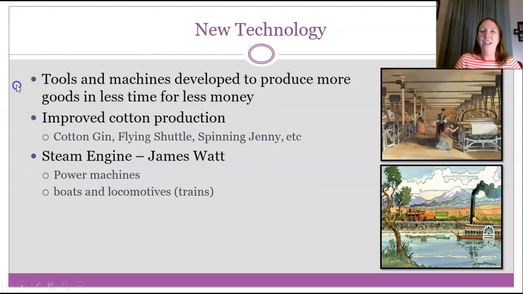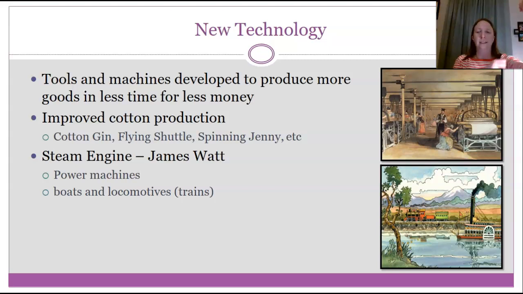So what were some of the new examples of new technology that really changed the course of production? Well, a basic thing to write down: tools and machines developed to produce more goods in less time for less money. That's the long and short of it with all of this new technology. One of the most major industries for Britain specifically was what we call the textile industry. And I don't have that on here, but I'd like you to write that down. Textile, T-E-X-T, like texting, I-L-E, the textile industry. And that's what we call the industry that makes soft goods.